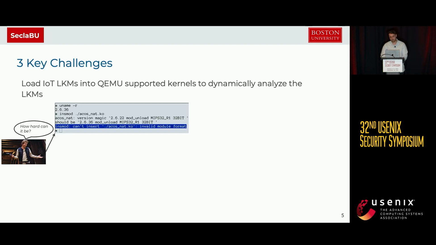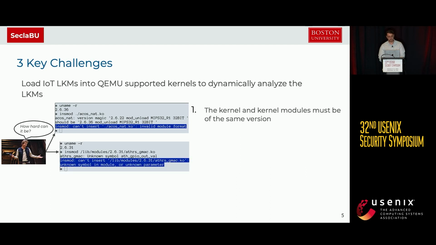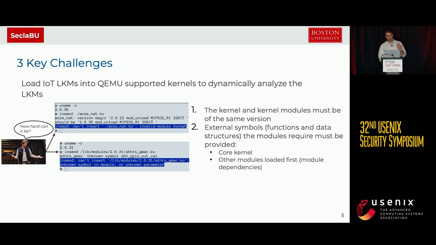When I first started working on this project, the first thing I tried is to load a random IoT module in a random kernel. And immediately I saw that the kernel complained that the version between the kernel and the kernel module was not the same. Then I addressed this challenge and tried again, only immediately to find that the external symbols, which are functions and data structures required by the IoT modules to load into the kernel, need to be provided either by the core kernel itself or by other modules that have to be loaded first.